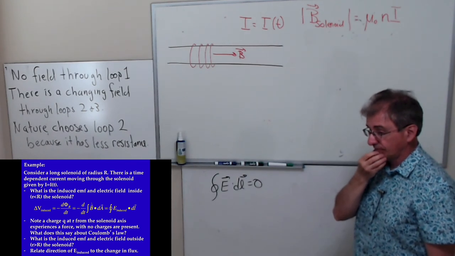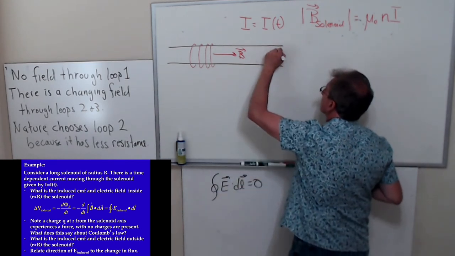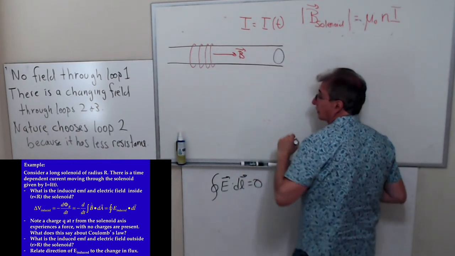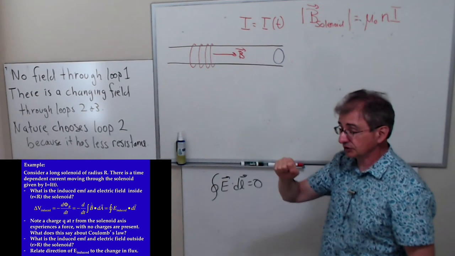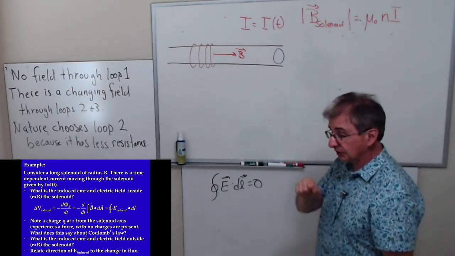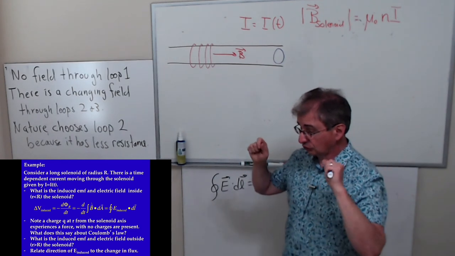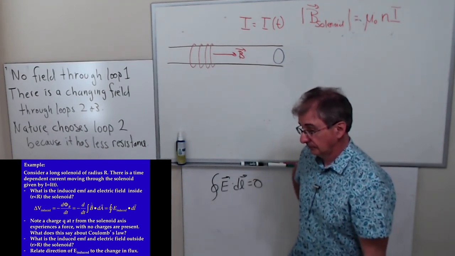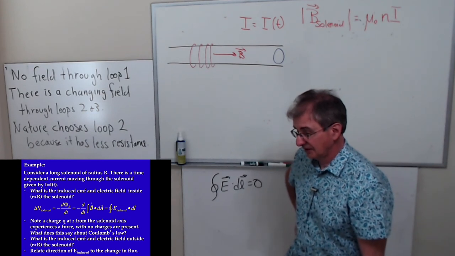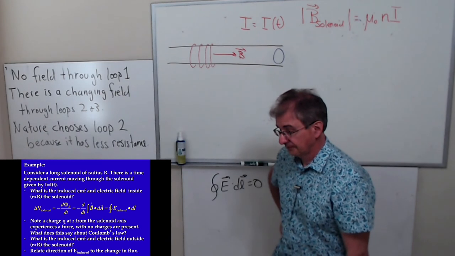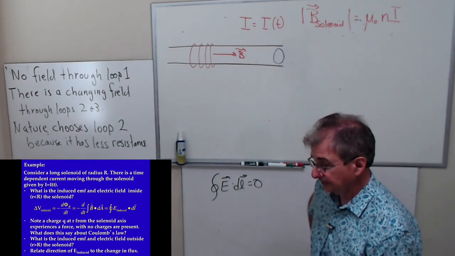Okay. I want to know, if I draw a loop inside here, or let's say if I put a wire in the shape of a loop, what is the EMF? What is the voltage induced in that loop? My question is, though, do I have to have a physical wire there, or can I just draw an imaginary wire? What do you guys think? Real wire or imaginary wire?